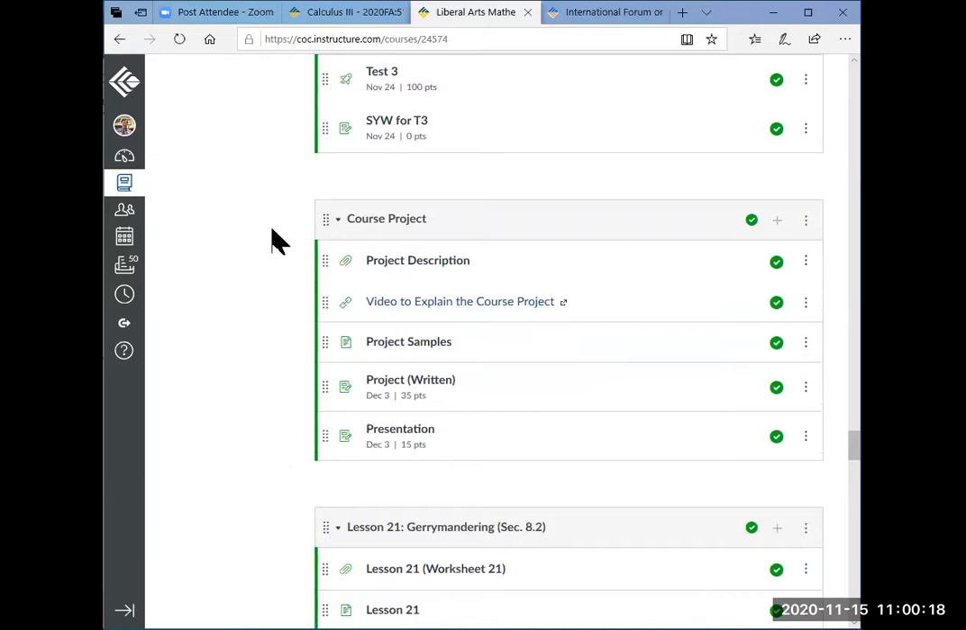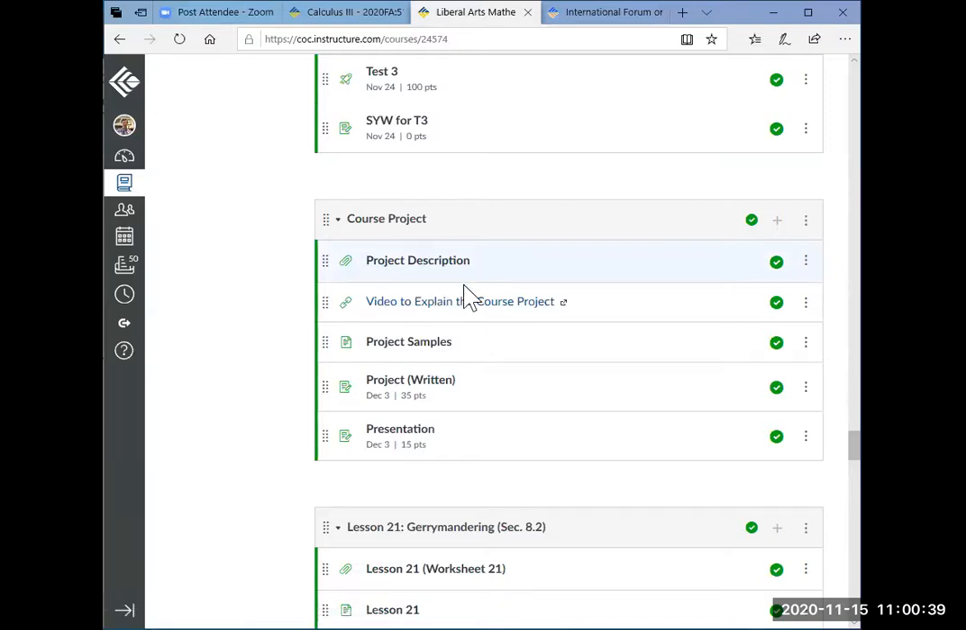After Thanksgiving, before your final exam, you do work on this course project. You'll have about a week to do this. I highly, highly recommend that you get a good head start on this. Many of you have already contacted me on the project topic. That's great. You can start working on those things.